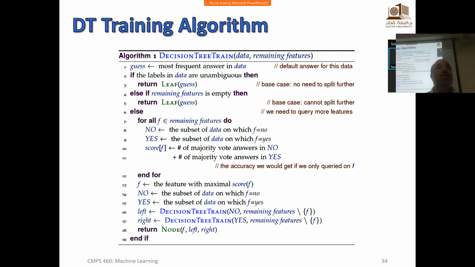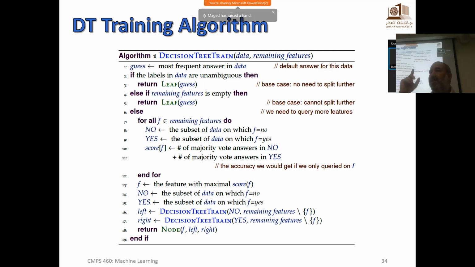Yes, Saud? Okay, so we take each feature and we compute, if we ask a question on that feature, what will be the accuracy given the answers or given the value of that feature, right? And we do that for every feature, select the best. Then what should we do? After we select one feature, what do we do?